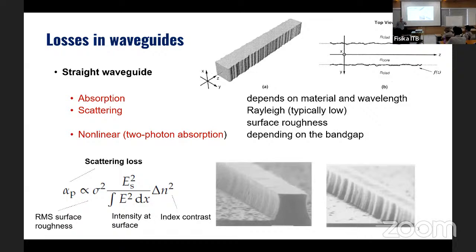What to do with surface roughness? Yeah, smoothing of interfaces. That's one. Another one of the recipe, anybody? The middle and the right one? Yeah, what to do with index contrast? Okay, so lower index contrast waveguides typically have lower losses. Great.